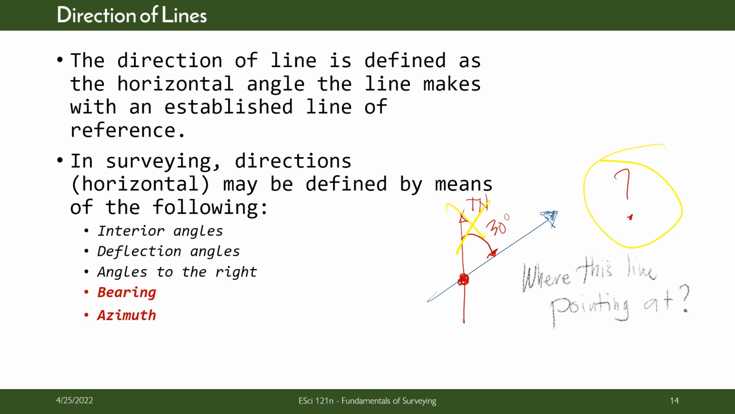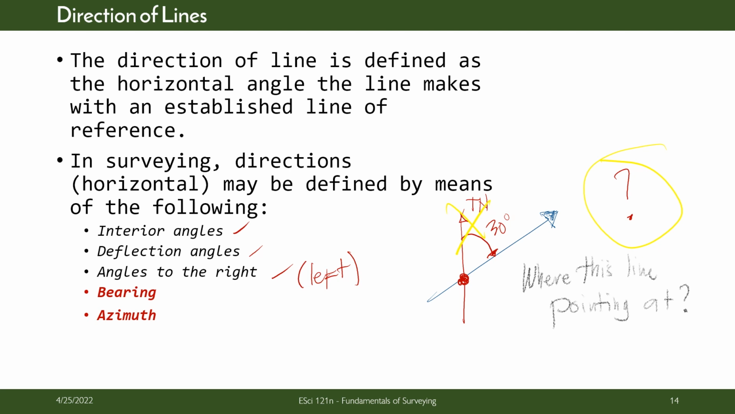In surveying, in terms of horizontal angle, directions may be defined by means of the following. First, we have interior angles, deflection angles, and angles to the right or left, which just tell us the direction of the rotation.